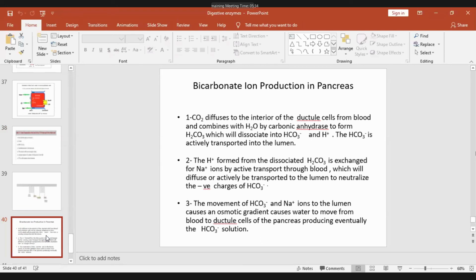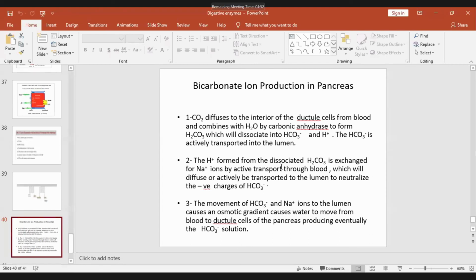First, for the production, CO2 diffuses from the blood into the interior of the ductal cells. It combines with water, via carbonic anhydrase, to form H2CO3, which dissociates to form bicarbonate and H+. The bicarbonate is actively and quickly transported into the lumen.